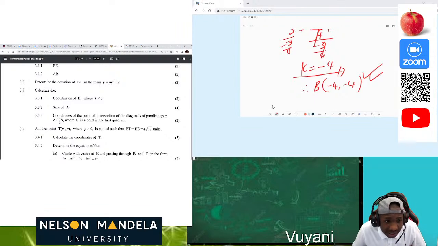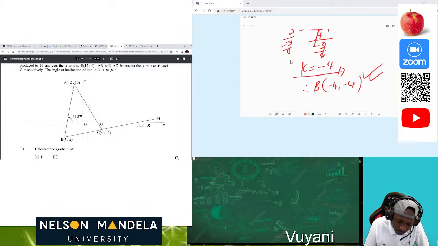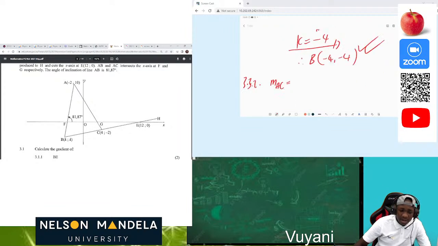So in order for us to calculate the size of A, where is A first? We can see that A is the coordinate negative 2 and 10. So here is our A. Now we must calculate that. The first thing we must calculate is the gradient of line AC so that we can know the angle of inclination of that line AC. So let's calculate this line together.